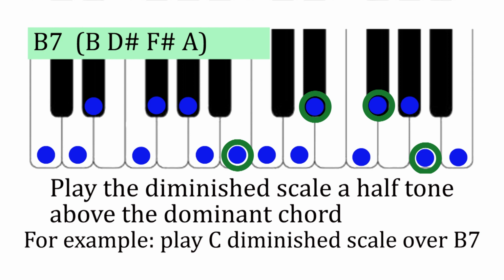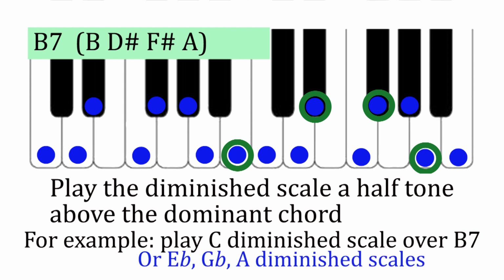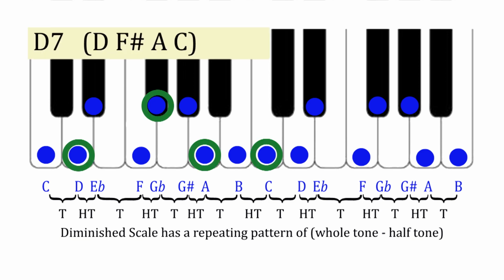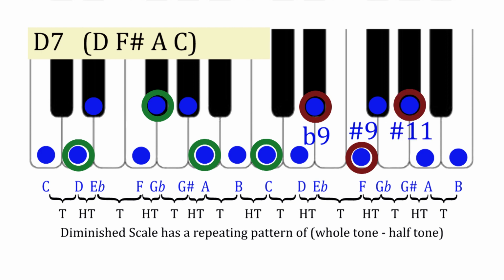Since the scale repeats every 3 half tones, this means that we could also use the E flat, G flat and A diminished scale over this B7 chord, since all of the scales have the same notes. By playing the diminished scale over the relevant dominant chord, we bring out the flat 9th, the sharp 9th, the sharp 11th and 13th extension of the chord.